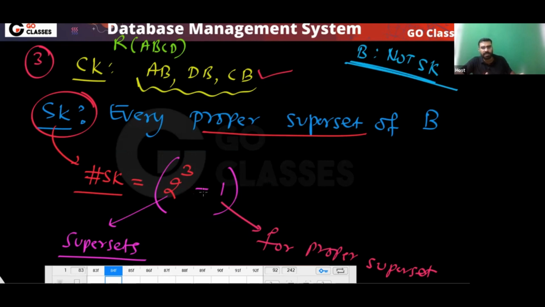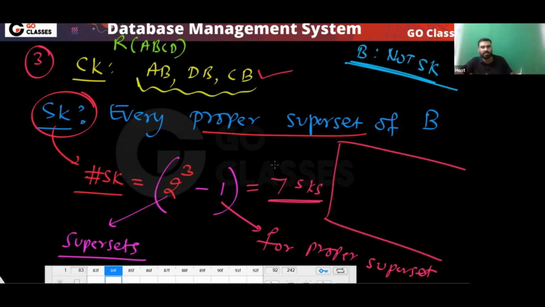So these are the super keys. If the question asks you super keys, the answer will be 7. But the question is asking number of super keys which are not keys. So I can say 7 minus 3, 4 super keys which are not key.